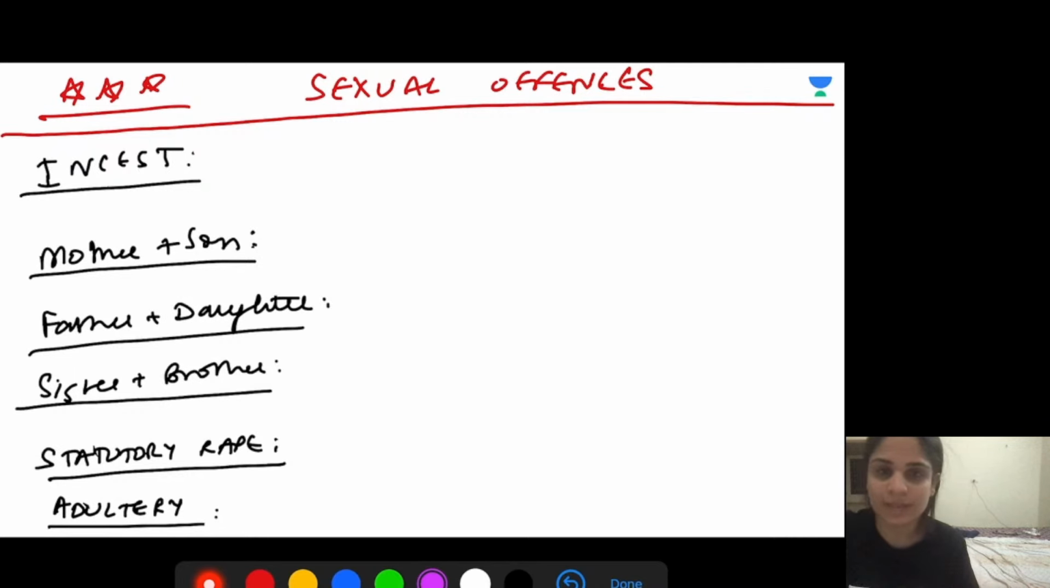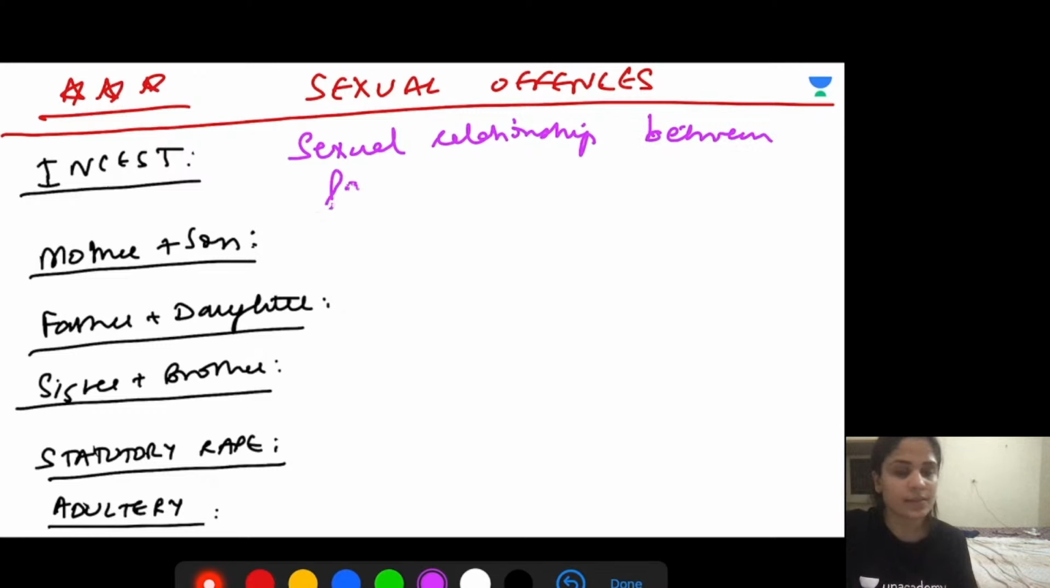So I think we'll start off with the easiest one. Everyone knows what is incest. What is incest? Any kind of sexual relationship between family members, that is called as incest. Next is sexual relationship between mother and son. What is it called? Very good, Suman Kumar Oja. So that is called as Oedipus complex. Sexual relationship between mother and son is called as Oedipus complex.